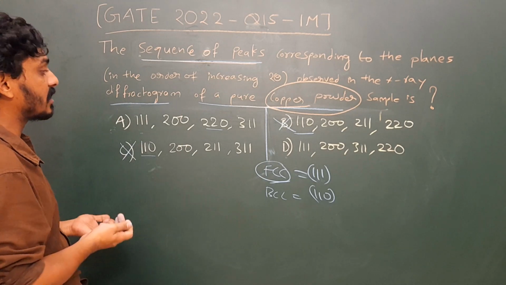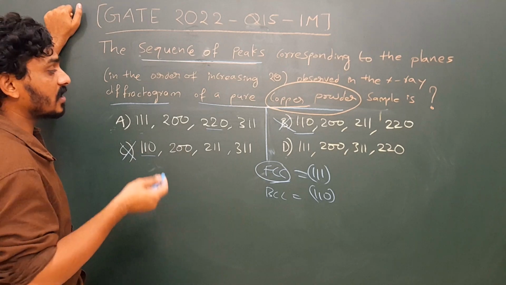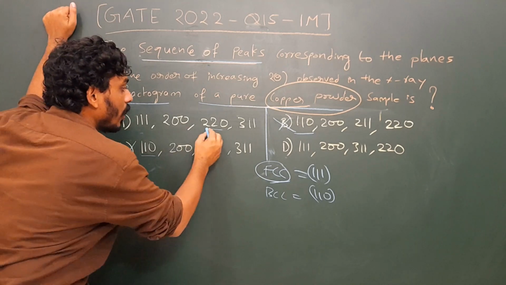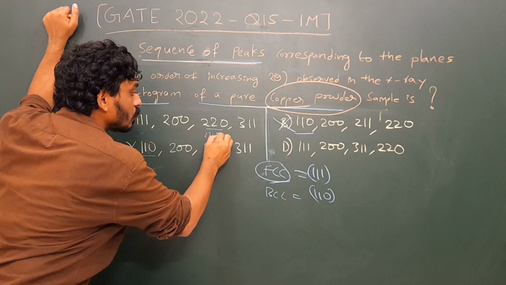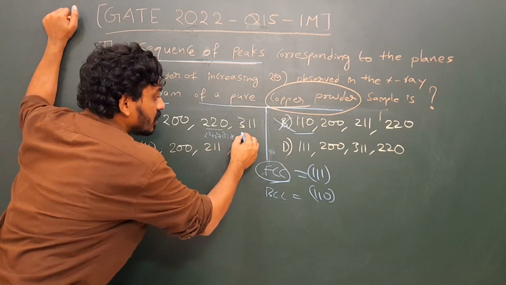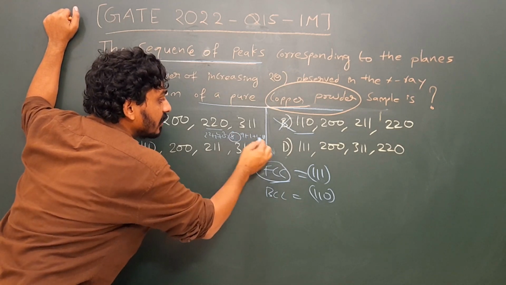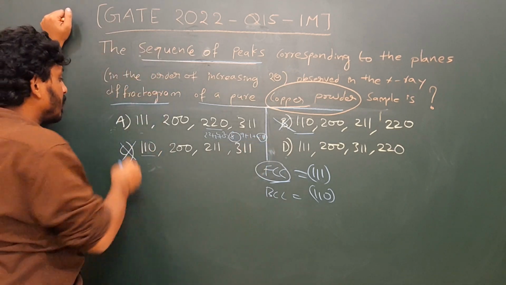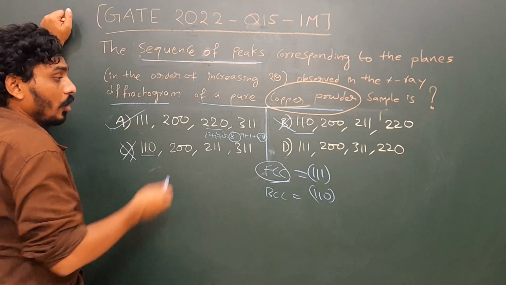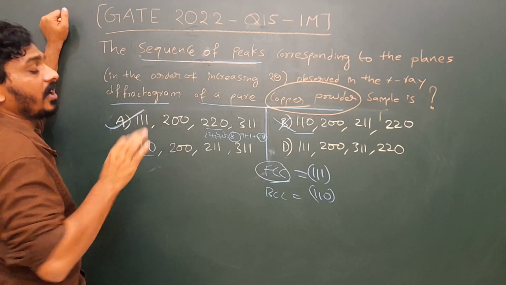There we have our h square plus k square plus l square value. For 220, it is 2 square plus 2 square plus 0 square, which is actually 8. Whereas for 311, it is 3 square, 9, plus 1 plus 1, which is actually 11. That means 8 is coming before 11, so your option A is correct. If you don't have time, just go ahead by checking A. Your option A is absolutely correct.